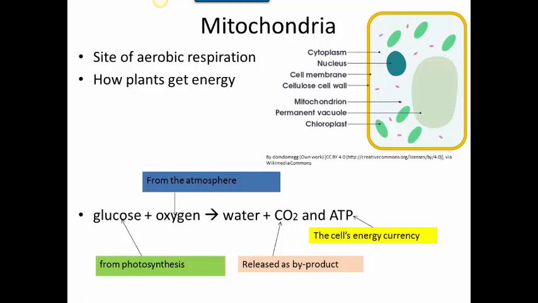This is the cell's energy currency. So this is what the cell is burning up to move things, to push chemical reactions, to get stuff into the cell, to get stuff out of the cell. It's spending this ATP. So the food that the plants make is energy rich, but in order to actually do something with that energy, they have to convert it to ATP. That's what's going on in the mitochondria, aerobic respiration.